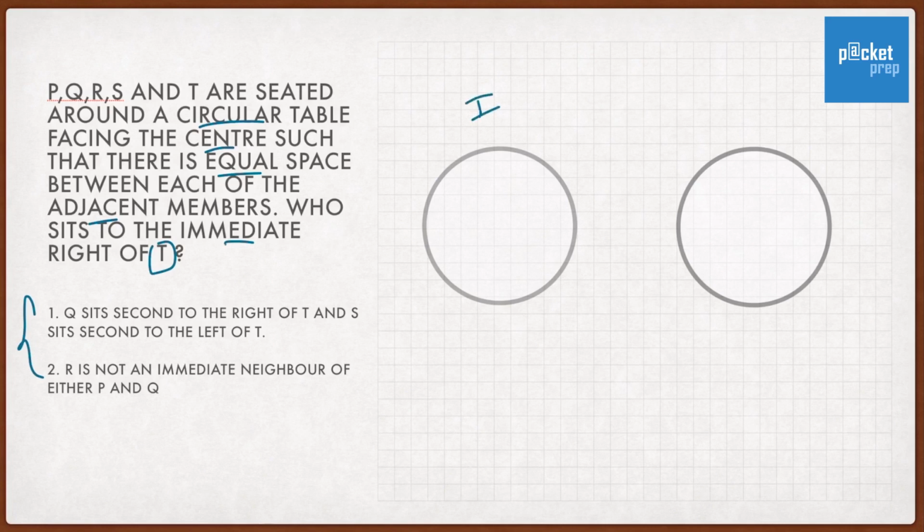According to the first statement, Q sits second to the right of T and S sits second to the left of T. P, Q, R, S and T, there are totally 5 members. And here is the circular table. Let's assume there are 5 members sitting around the circular table. According to statement 1, Q sits second to the right of T. Let's assume T sits here, Q is sitting second to the right of T. So leaving one place, Q might be sitting here.